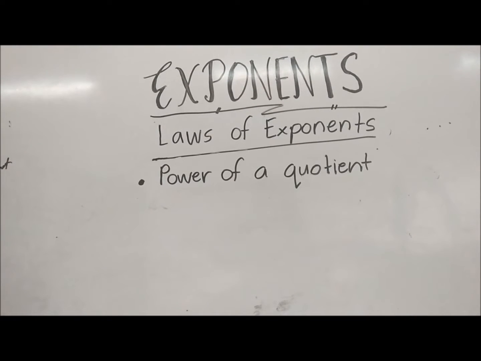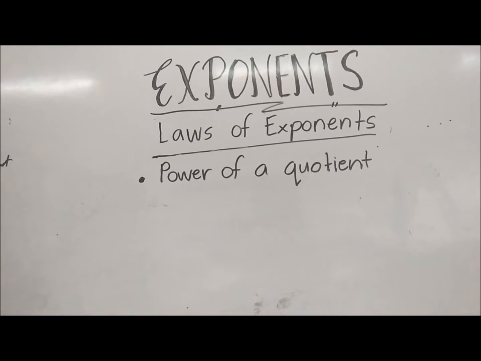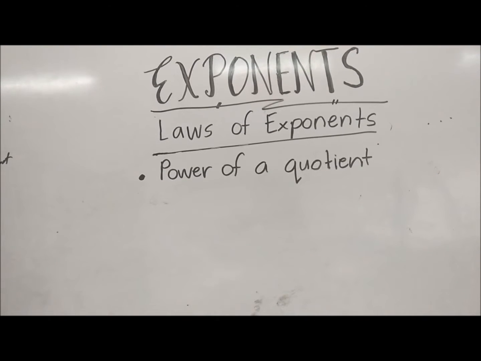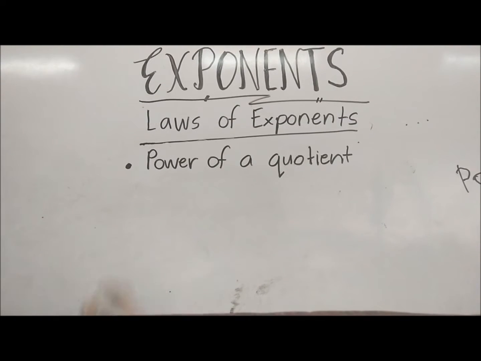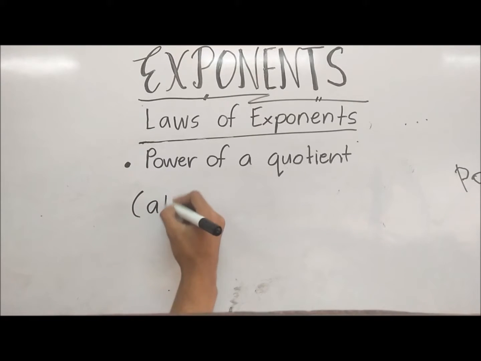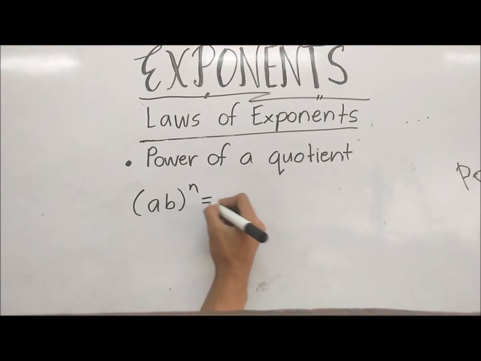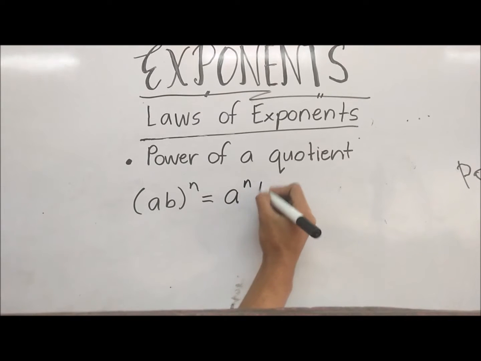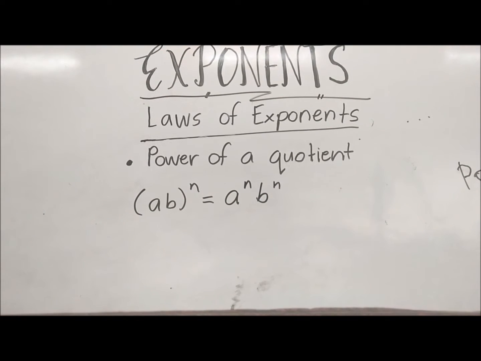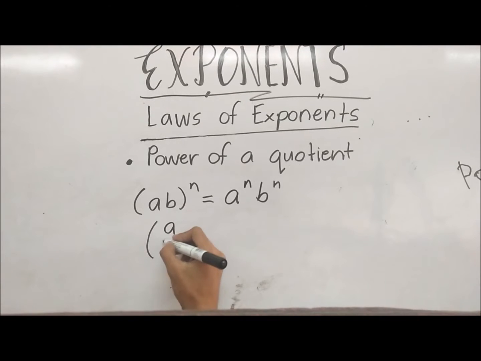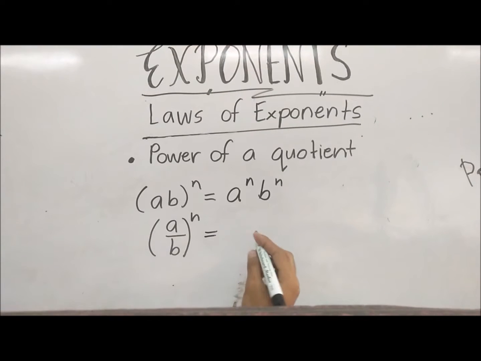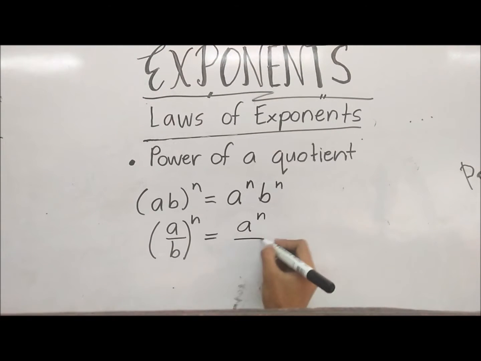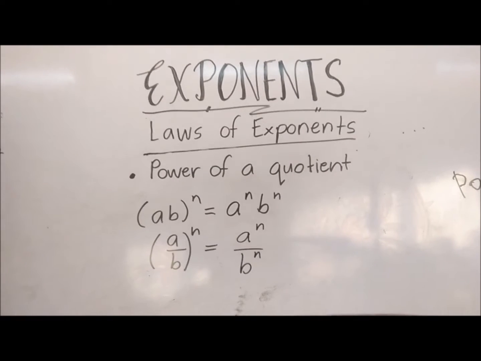The power of a quotient. In this case, the previous law is applied to simplify the expression, but the bases are in fractional form. Using the concept of a raised to n, we apply quantity a times b raised to n is equal to a raised to n times b raised to n. Therefore, a over b raised to n is equal to a raised to n over b raised to n. Let's cite an example.